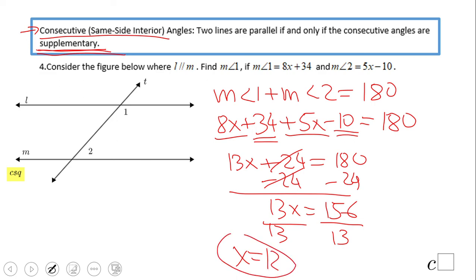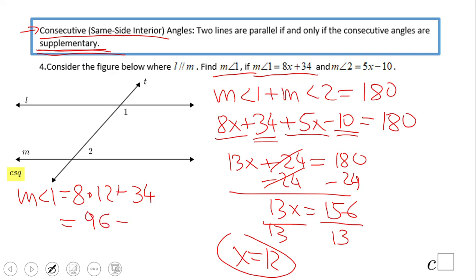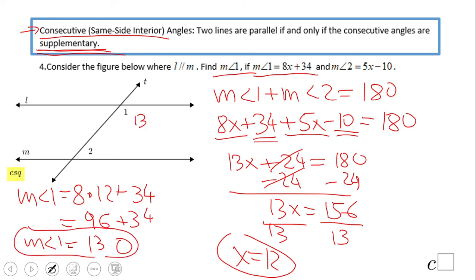Now we're going to substitute the 12 into the measure of angle 1. So that means the measure of angle 1 equals 8 times 12 plus 34. That will give you 96 plus 34, which is 130 degrees. So the measure of angle 1 equals 130. Since we established angle 1 and 2 are supplementary, if angle 1 is 130, angle 2 is going to be 50 degrees.